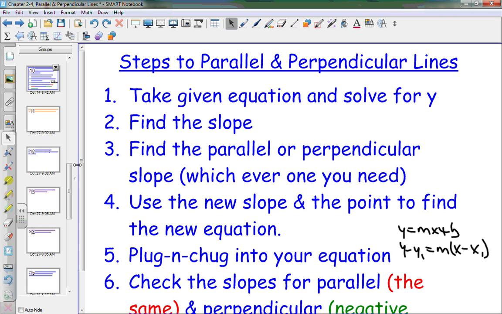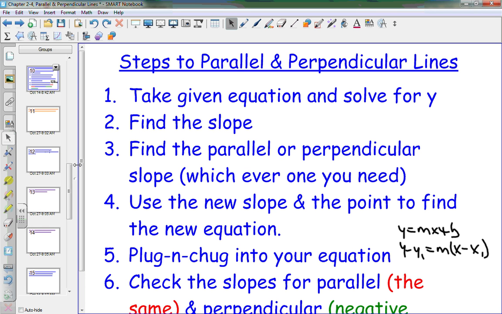Okay, steps to parallel and perpendicular lines. Now this is what we're doing today. These steps are big, big, big deals, okay? Now, step 1. Take the given equation and solve for y. What you're going to do is solve that thing for y.